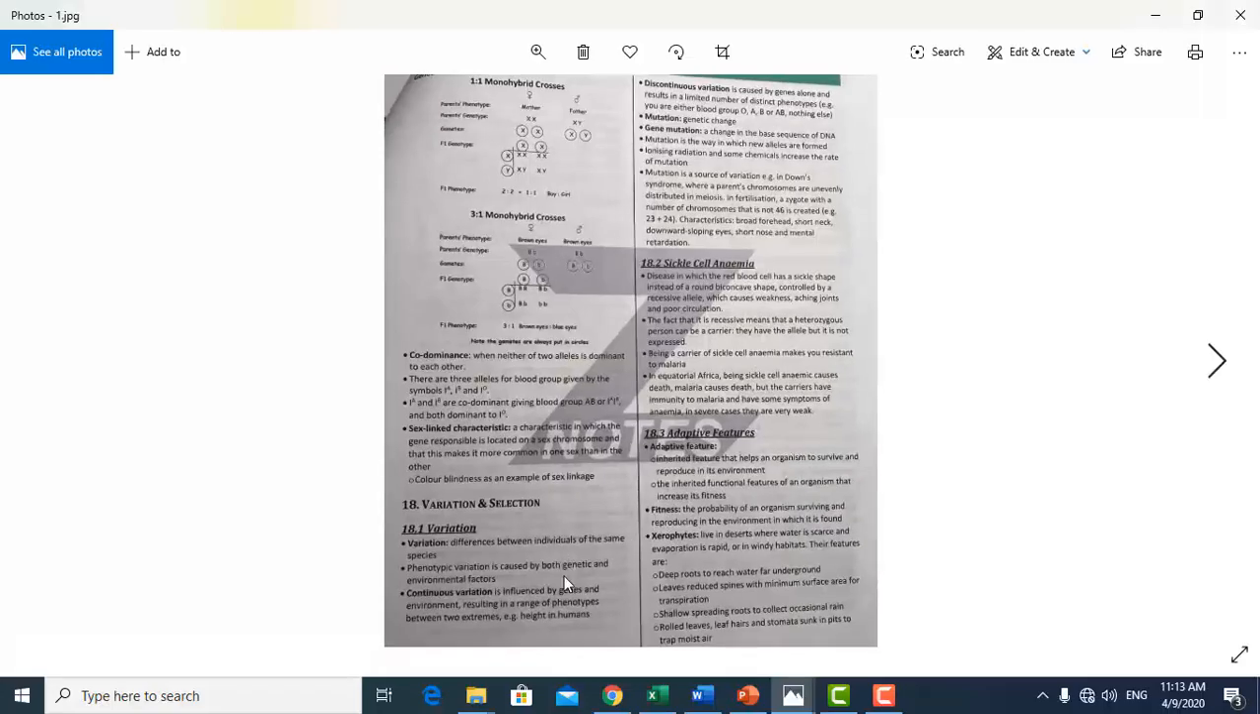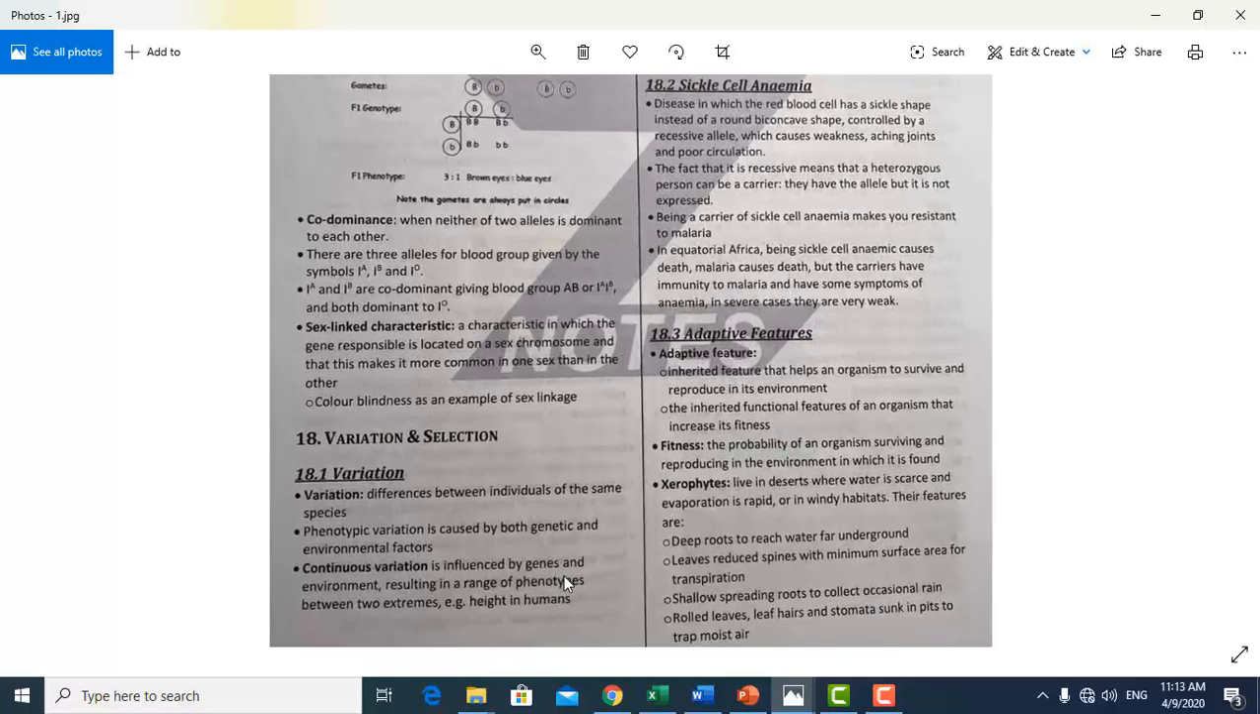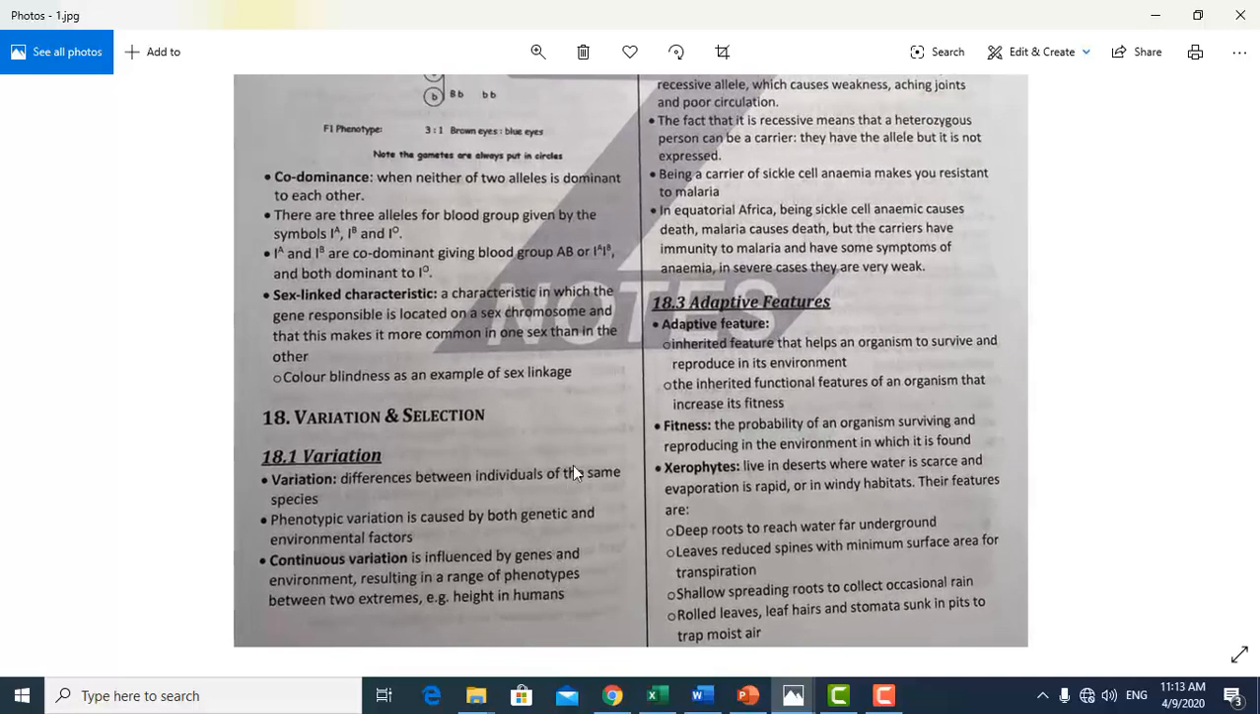The chapter that we're going to use is Chapter 18, Variation and Selection. What is the meaning behind the term variation? The term variation means there are different kinds, types, or forms of anything.